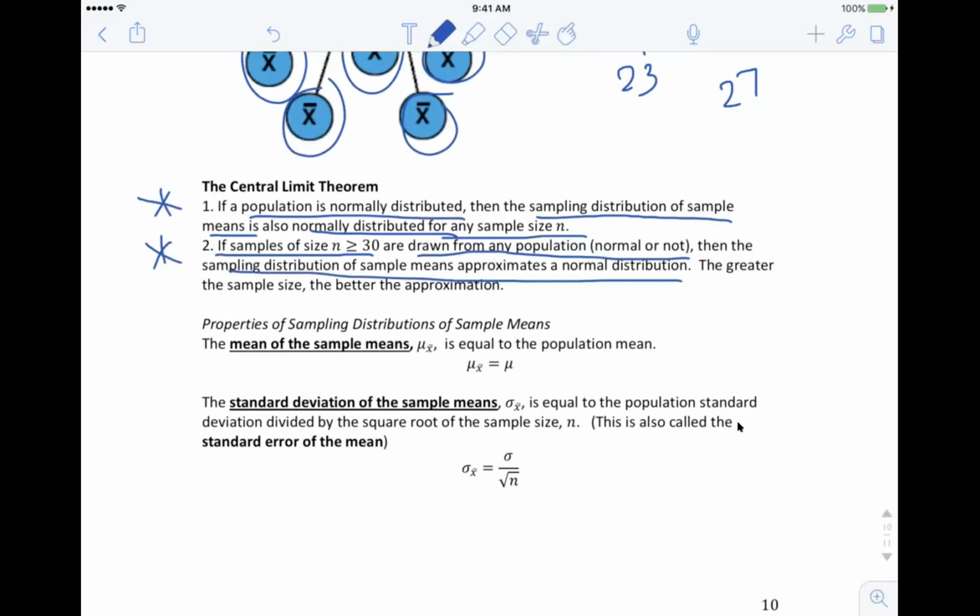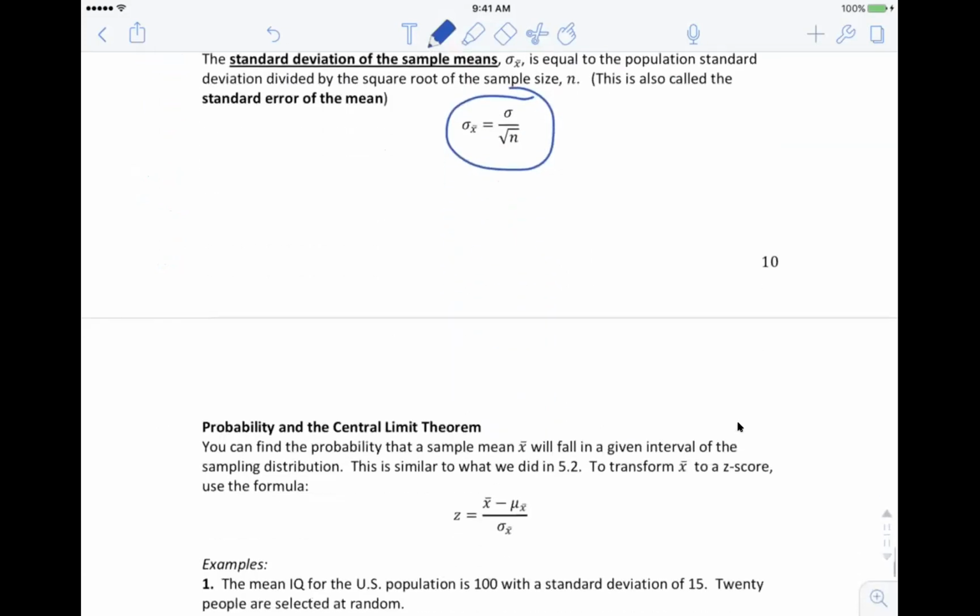The formulas are here. It turns out the mean of the sample means is equal to the population mean. We saw that in that simulation, right? And then here's the one that relates the standard deviations. The standard deviation of the sample means is going to be sigma divided by square root of n, where sigma is the population standard deviation. Those are going to be 2 formulas that we'll use.